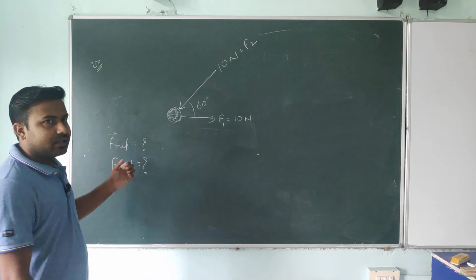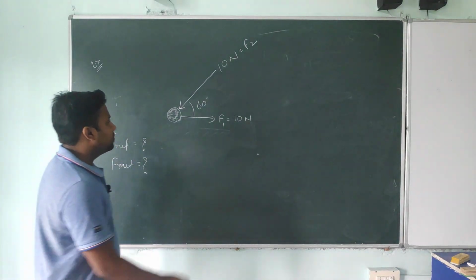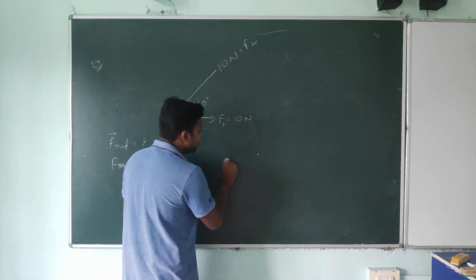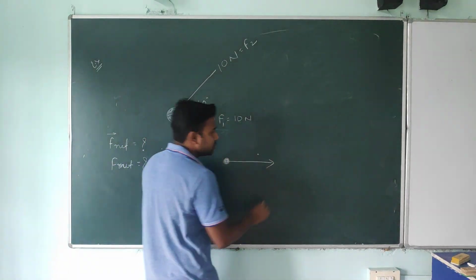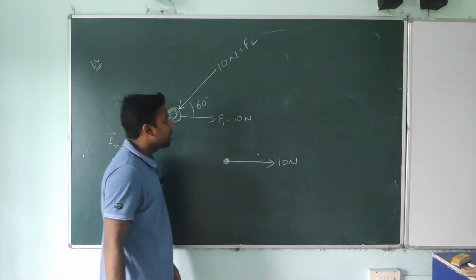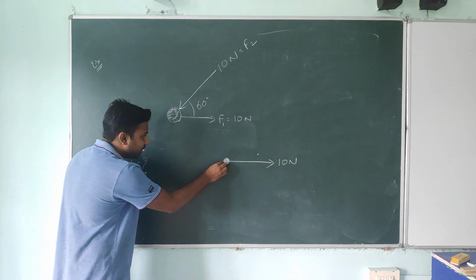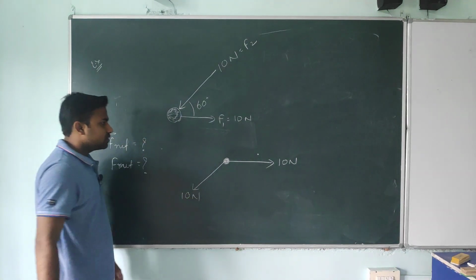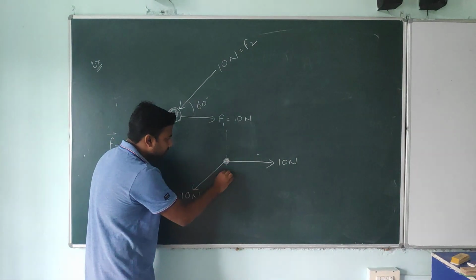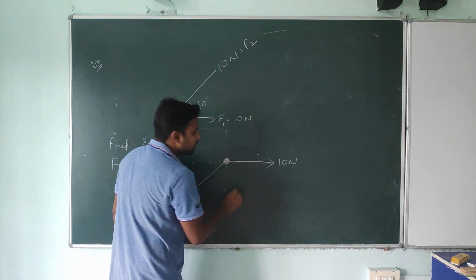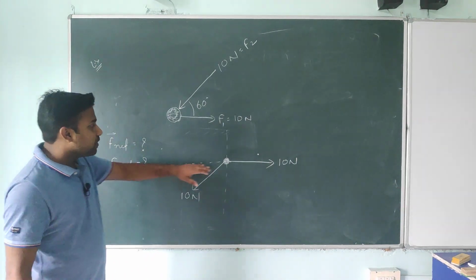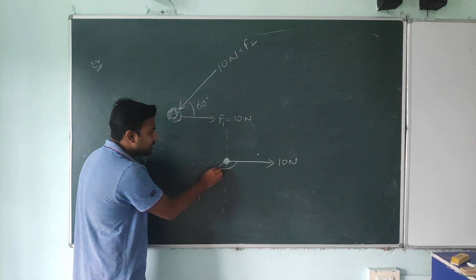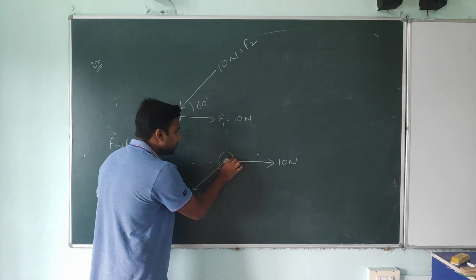Now if you want to find the magnitude of F net, look at this. First, draw the free body diagram. There is one force in this direction, a 10 Newton force, and another force in this direction, which is also a 10 Newton force. First thing you have to do is write the angles between the two forces. If you join the tails of these two forces, one angle is this one and another angle is this one.